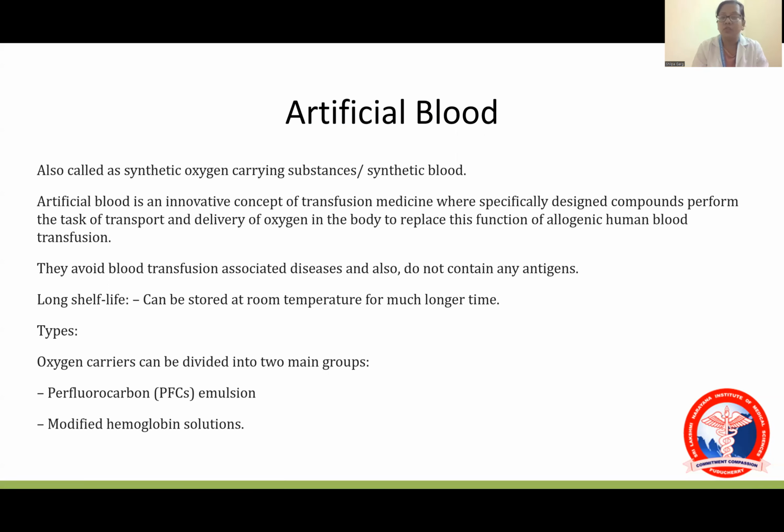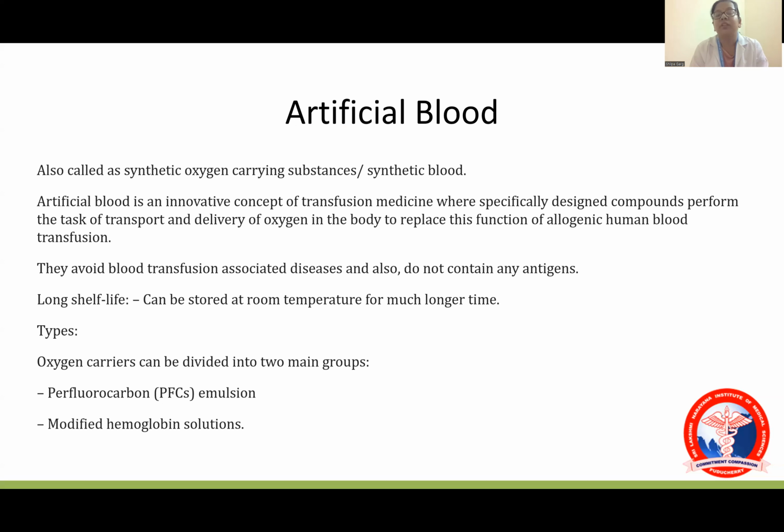They avoid blood transfusion associated diseases, and also they do not contain any antigen. Plus, they have a long shelf life and can be stored at room temperature for a much longer time. So, in all, it looks like a very attractive alternative to blood. What are the different types?